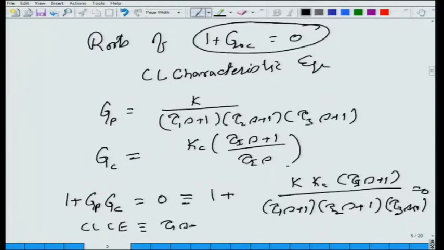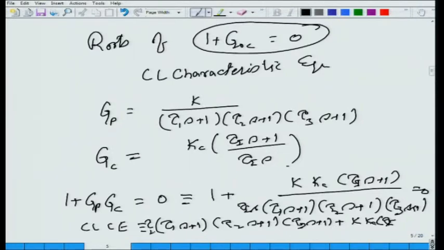(tau_1 s plus 1)(tau_2 s plus 1)(tau_3 s plus 1) plus k times k_c times (tau_I s plus 1) divided by tau_I s, that I forgot. So there is a tau_I s here, equal to 0.